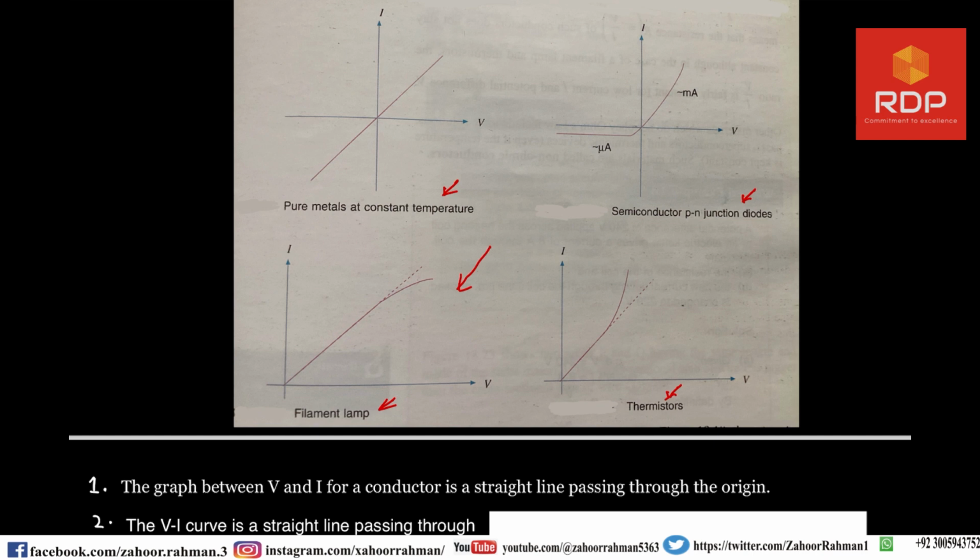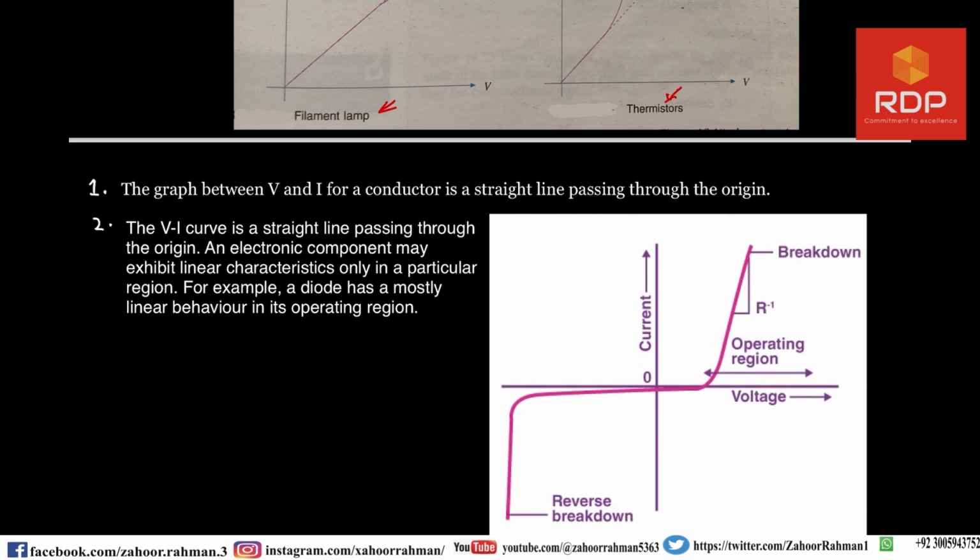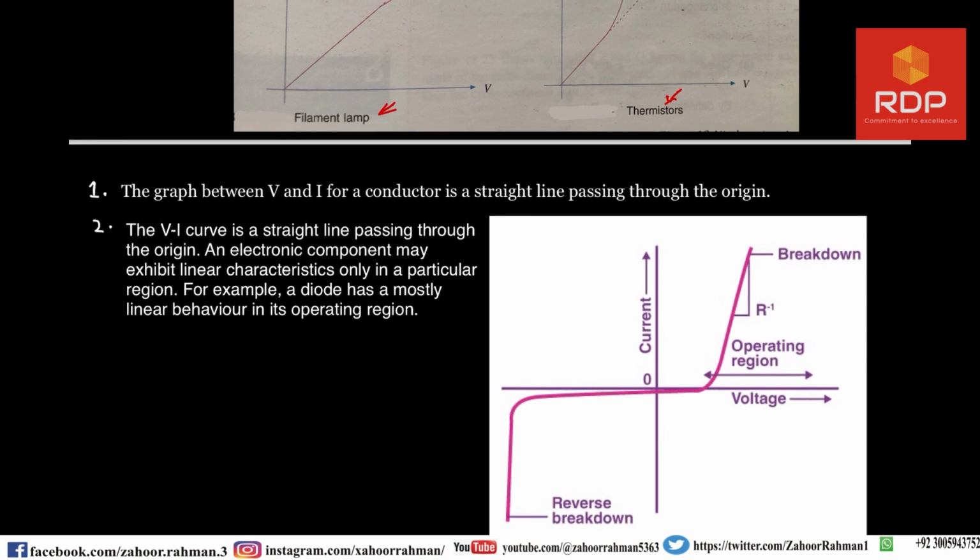Here the positive y-axis is taken in milliampere, while in the negative direction we take it as microampere, as shown here. This is the breakdown point and this is also the breakdown point. These two pass through the origin, and this is the operating region in which the PN junction diode is working.